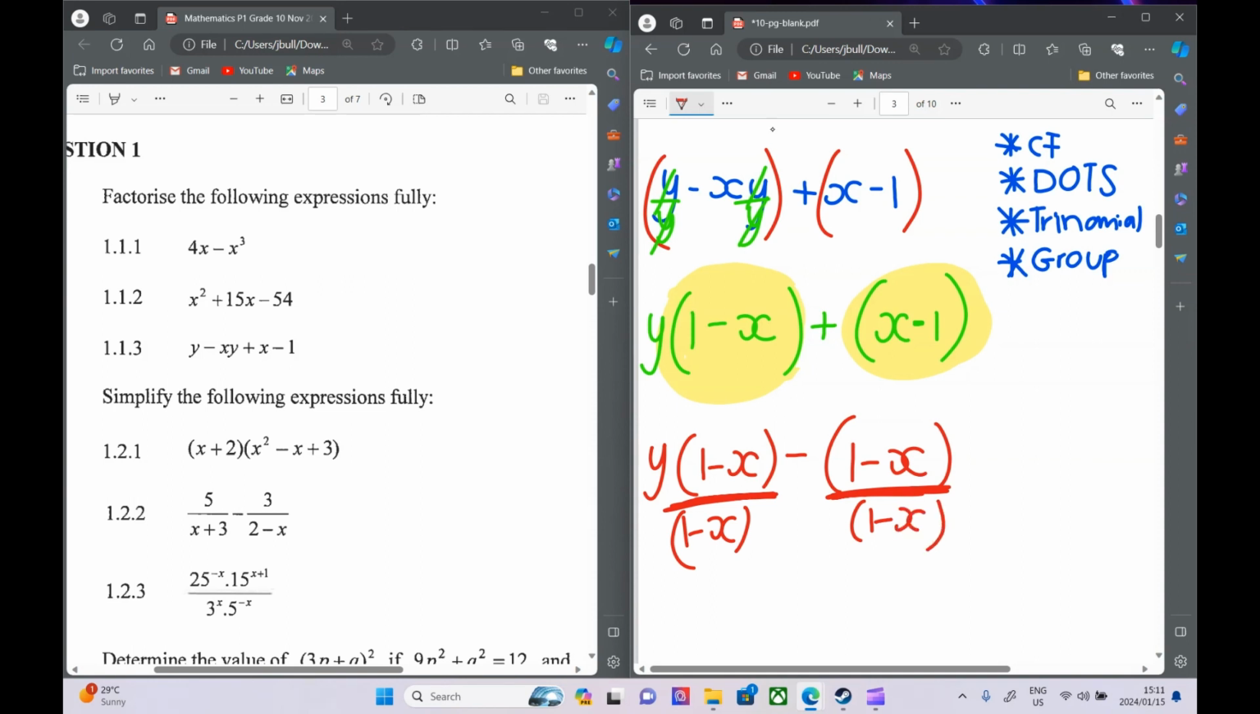So we're going to have in the front 1 minus x. And then let's see what we were left with. So it's going to cancel here. All we're going to be left with is y. And then the second term is going to cancel, so all we're going to be left with is 1. And that is as far as we can go with this factorization. So that is our final answer.